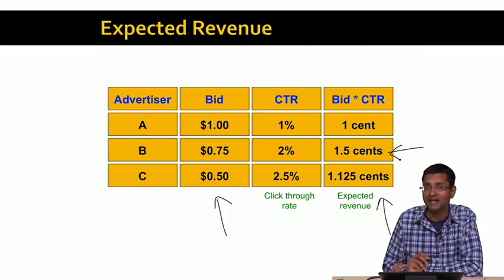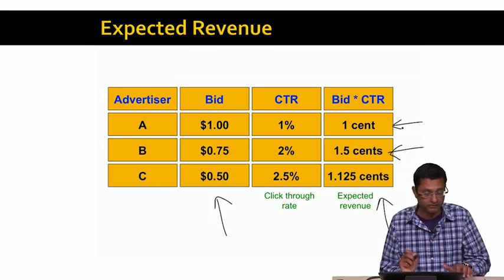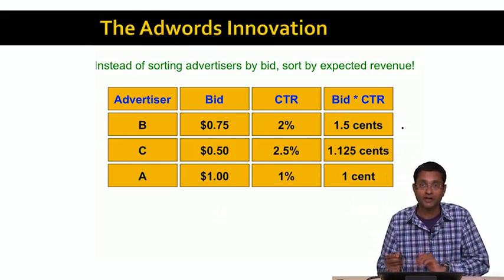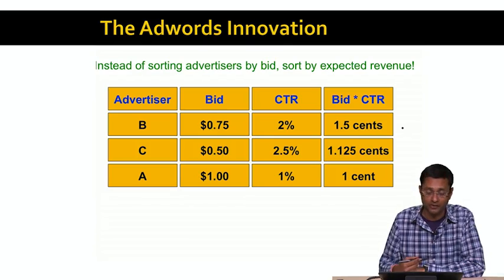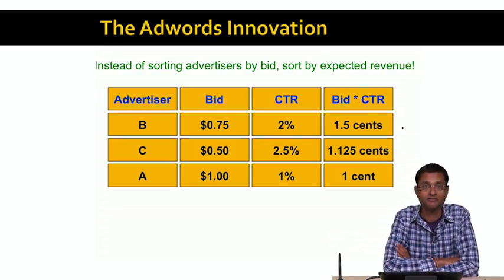So if we just had to show one ad, you'd much rather show advertiser B's ad because their expected revenue is 1.5 cents, as opposed to showing advertiser A's ad where the expected revenue is just 1 cent. So in fact, if you sort by expected revenue rather than actual bid amount, you get a different sort order, BCA instead of ABC. And this is in fact the AdWords innovation that Google introduced. It turns out that sorting by expected revenue is a very good heuristic, and it works well for the AdWords problem.